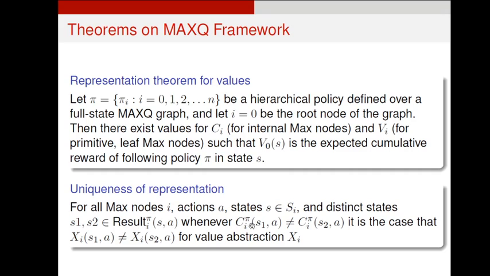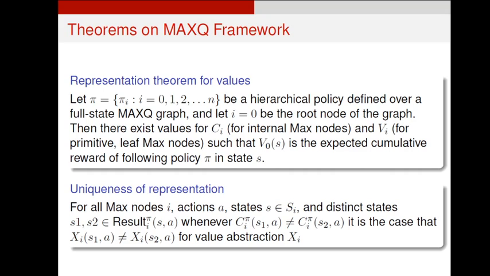Whenever C^π_i of s1 comma a is not equal to C^π_i of s2 comma a, that means the internal q values are not equal, it is the case that X_i of s1 comma a is not equal to X_i of s2 comma a for value abstraction X_i. The idea is very simple. If s1 and s2 are in the same hierarchy and their q values are not equal, then the values are determined by different functions.